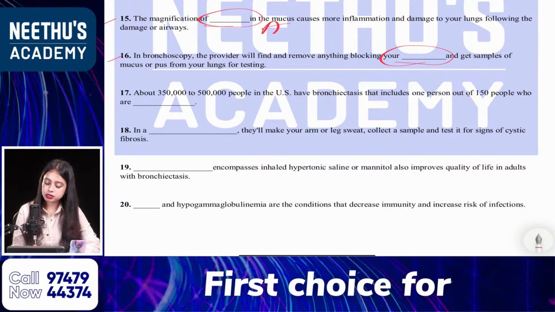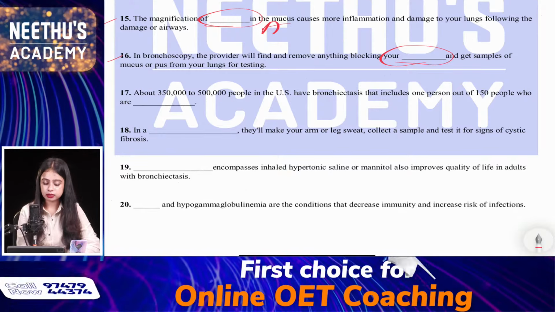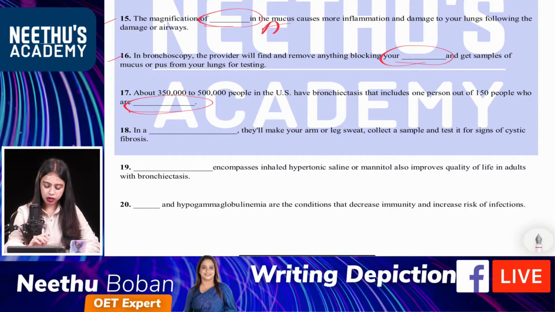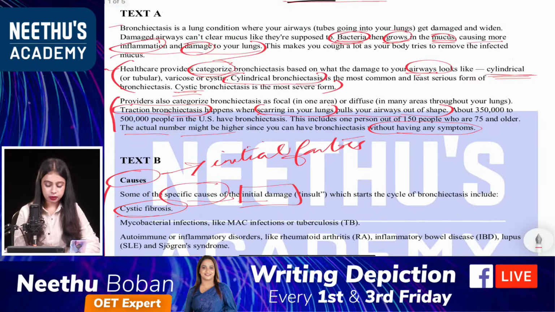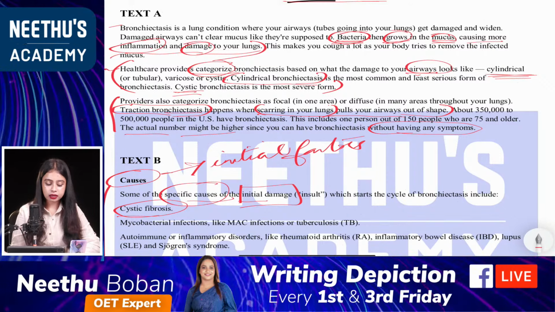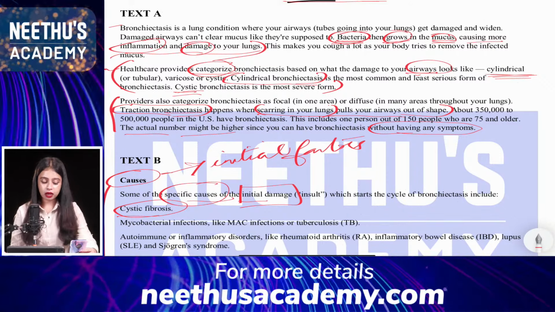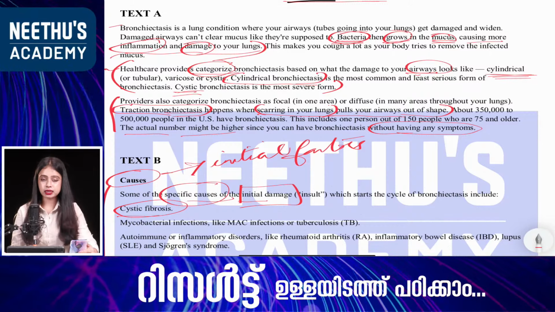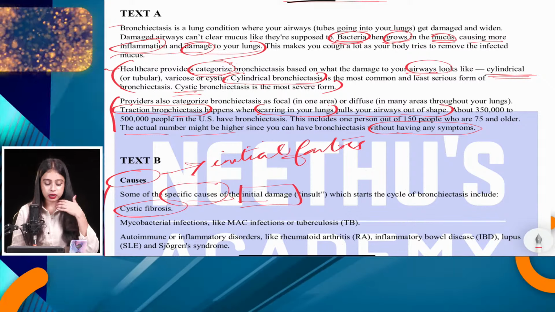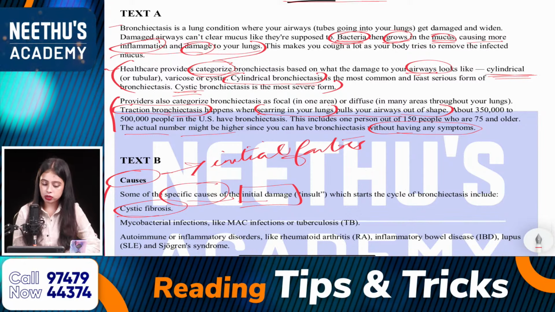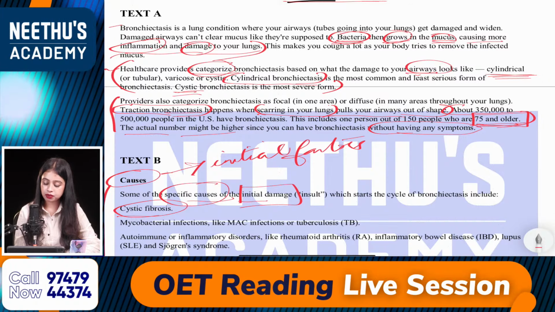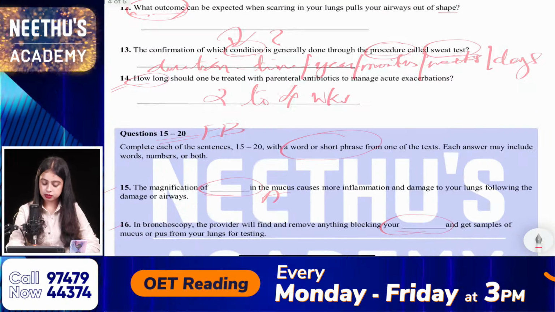Yes, airway. Then next one, the 17th one: about 350,000 to 5 lakh people in the US have bronchitis. That includes 1 person out of 150 people who are dash. Who are what? Yes. Okay, Nazia, Kamlesh, Caroline, Jissa, Aisha, Reshma, Anmol, Akku, Vaishnavi, it is airway. Very good. Okay, Reshma, it's 75 and older. Yes, 75 and older from here. Exactly the same line. Okay, exactly the same direct answer, 75 and older. That is the correct answer.